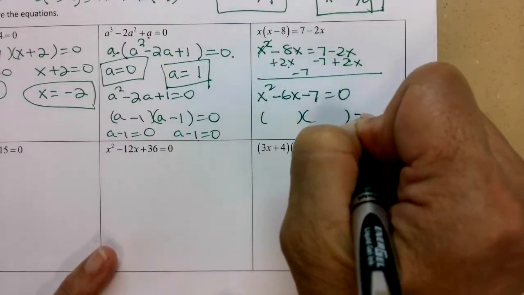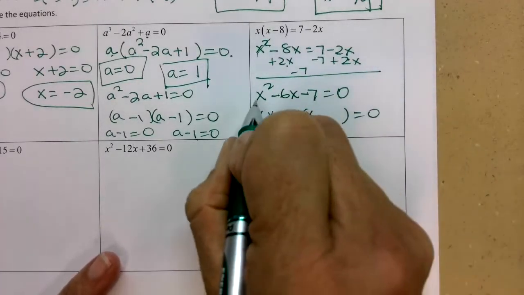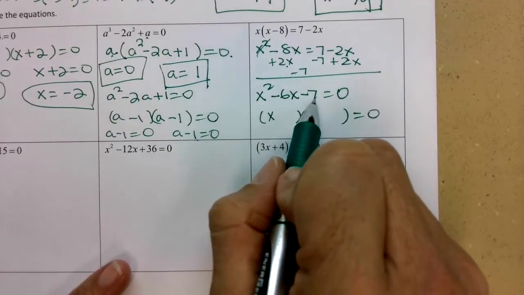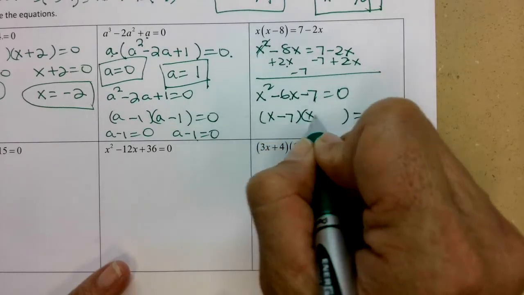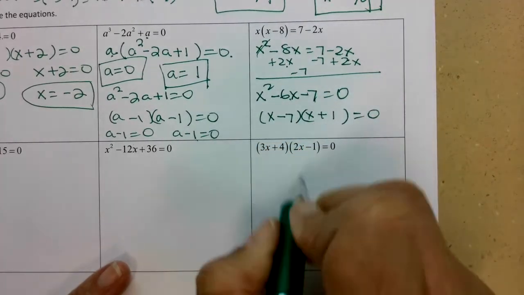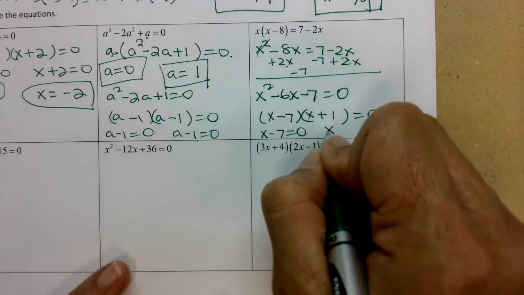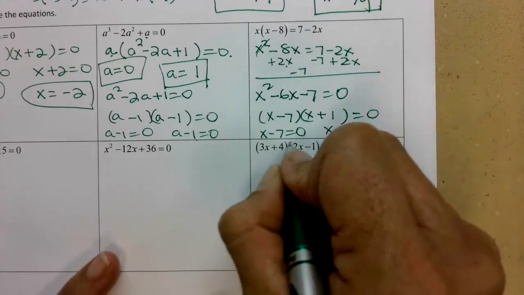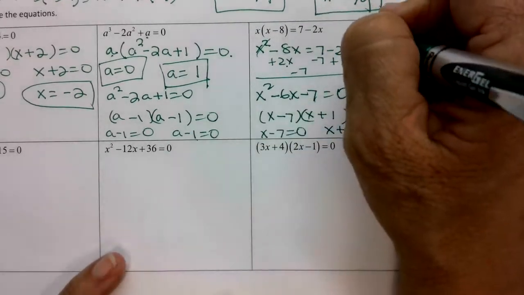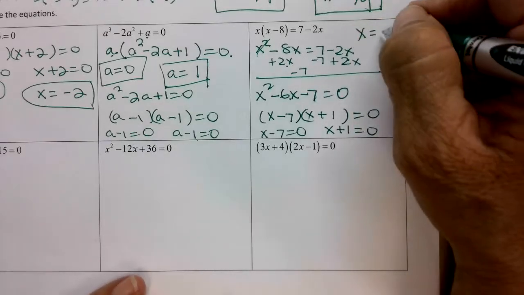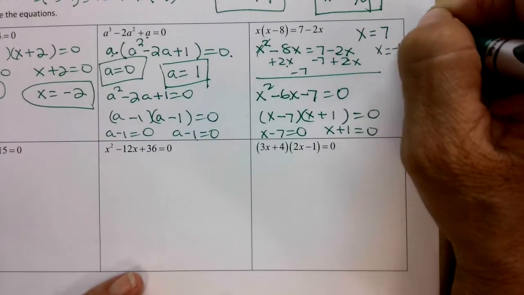Get my parentheses ready. x and x. Let's see, multiply to negative 7, add to negative 6, so that looks like minus 7 and plus 1. So x minus 7 equals 0, or x plus 1 equals 0. Once you get to that stage, a lot of times you can just write down your answer, right? So I'm going to squeeze them up here because I've kind of run out of room. So x equals 7 and x equals negative 1.